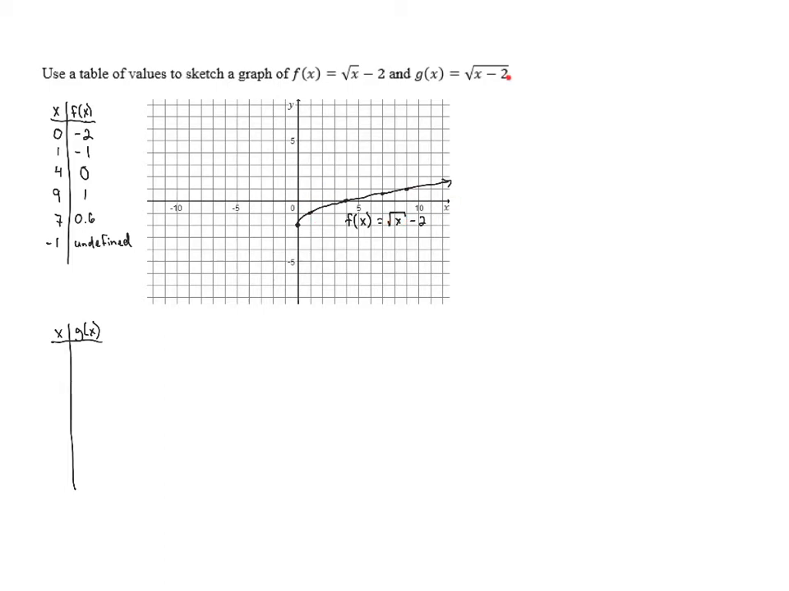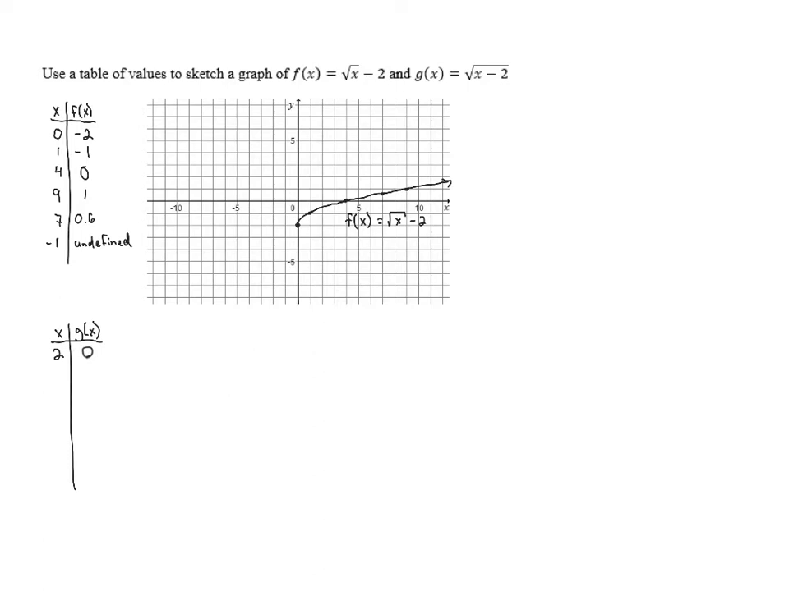So if we want the inside to be 0, for example, then a good x value would be 2, because 2 minus 2 is 0. So if we let x be 2, that's going to make the inside 0, which is a perfect square. And in fact, we can take the square root of 0. The square root of 0 is 0. So when x is 2, g of x is 0.